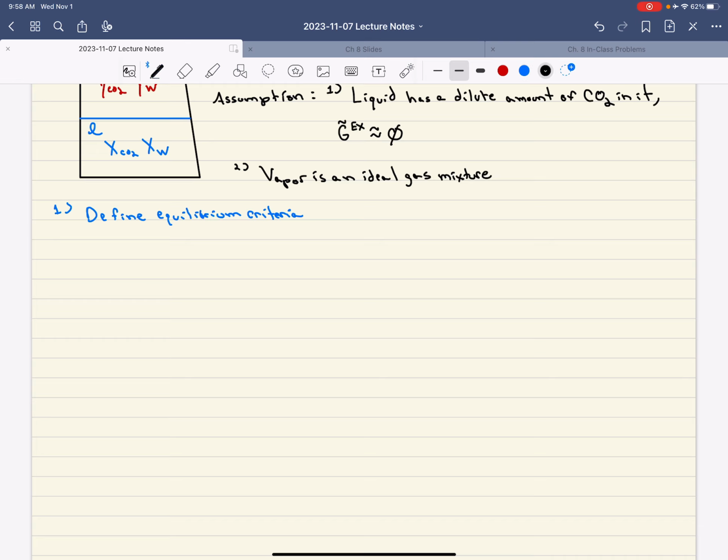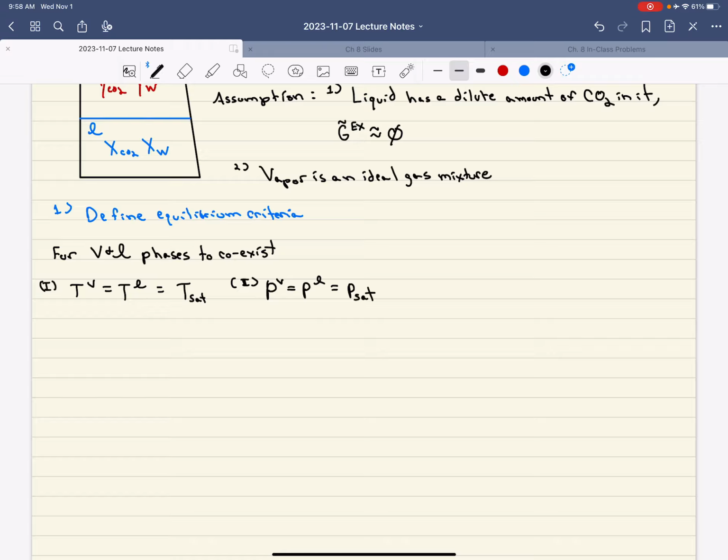And so, in our system, we're dealing with vapor and liquid in equilibrium. In order for those phases to coexist, the following need to be true. The temperature of the vapor phase needs to be equal to the temperature of the liquid phase, and the temperature at which that occurs is known as the saturation temperature. The pressure of the vapor phase is equal to the pressure of the liquid phase. The pressure at which that occurs is known as the saturation pressure.